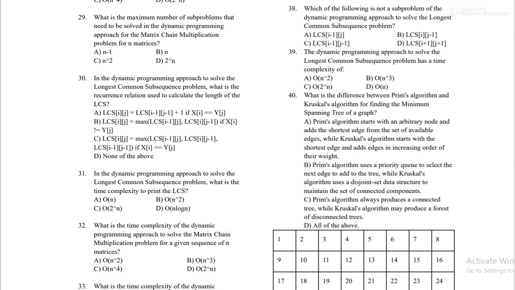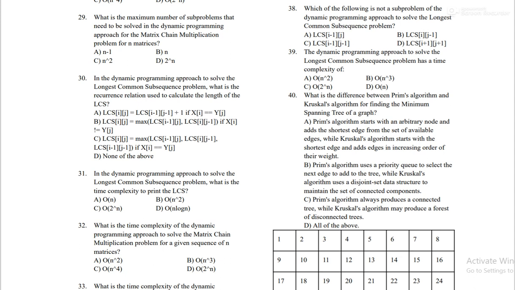Question number 39. The dynamic programming approach to solve the longest common subsequence problem has a time complexity of the correct answer is big O of n square. The LCS problem, or the longest common subsequence problem, requires a time complexity of big O of n to the power 2, that is n square.